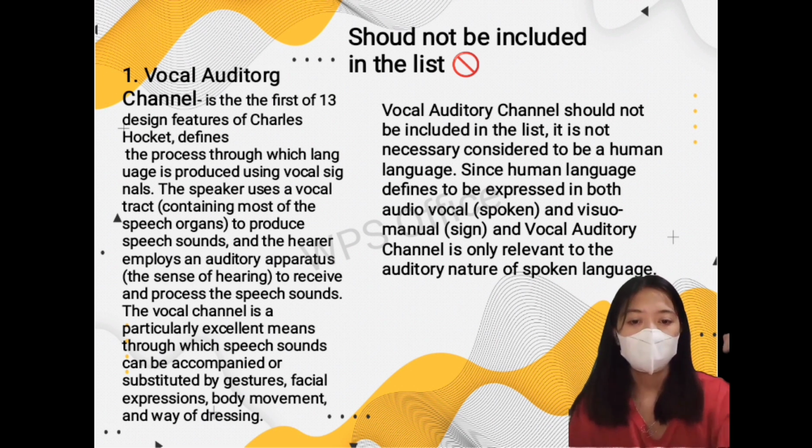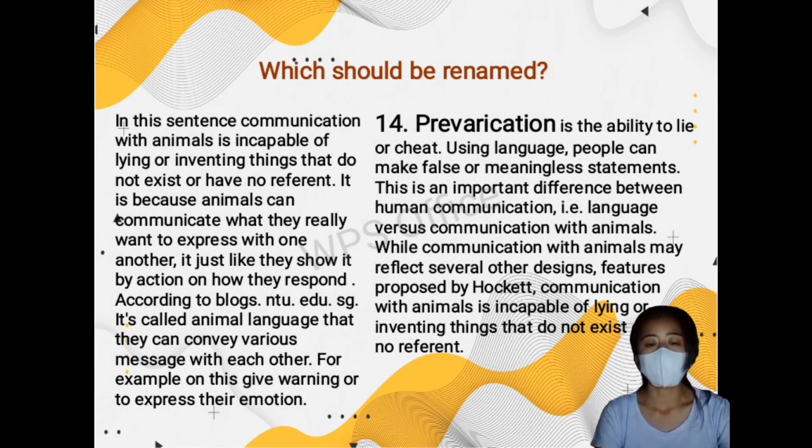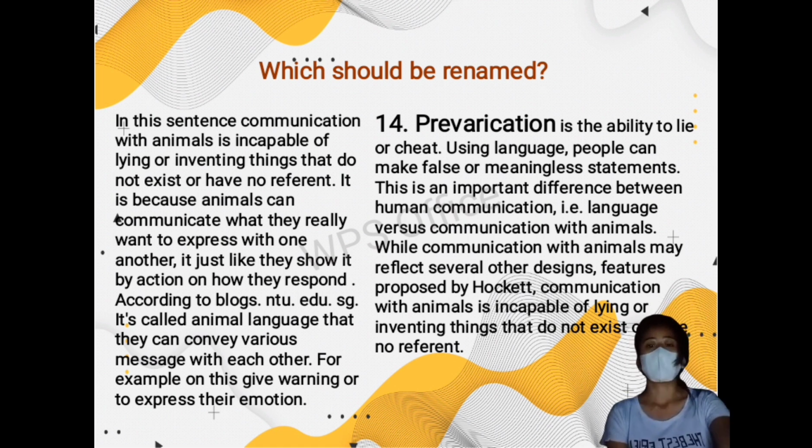Good day everyone, I'm going to critique number 14 of Hackett's theory. Prevarication is the ability to lie or cheat using language. People can make false or meaningless statements. This is an important difference between human language and communication with animals. While communication with animals may reflect several other design features proposed by Hackett, it is incapable of lying or inventing things that do not exist or have no referent.